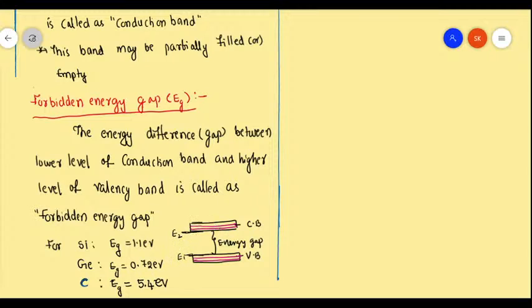Understood? For silicon, the energy gap is how much? 1.1 electron volts. For germanium, it is 0.72 electron volts, and for carbon, the energy gap is 5.4 electron volts. This is about band theory.